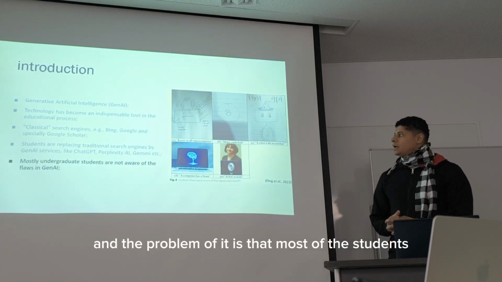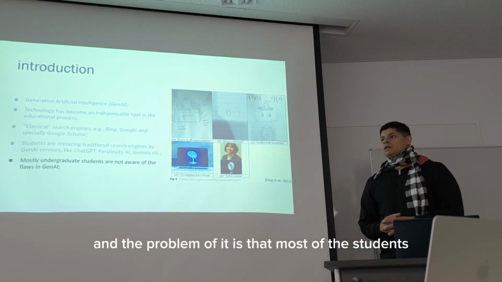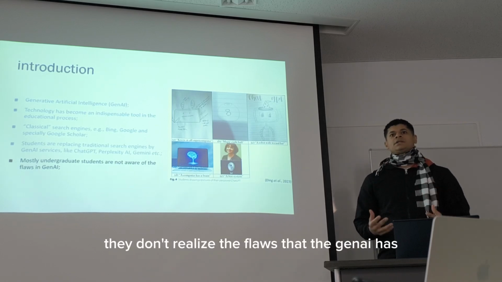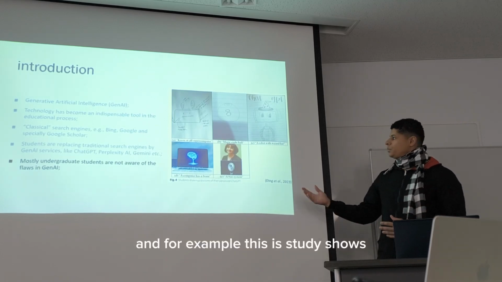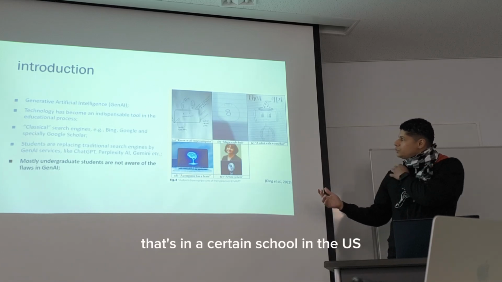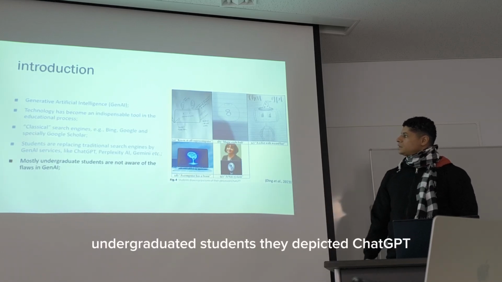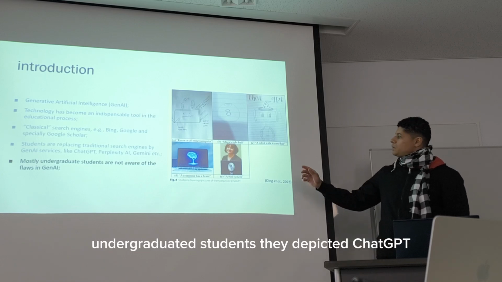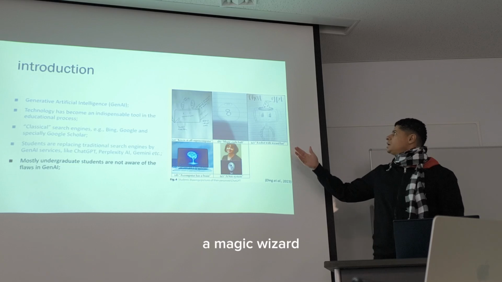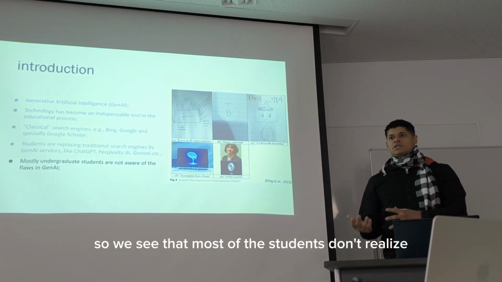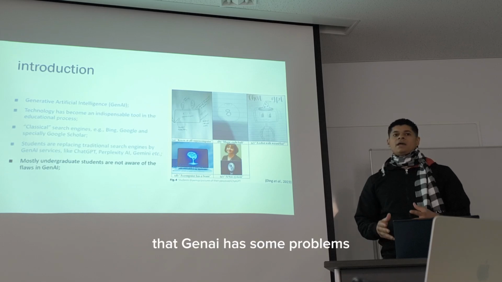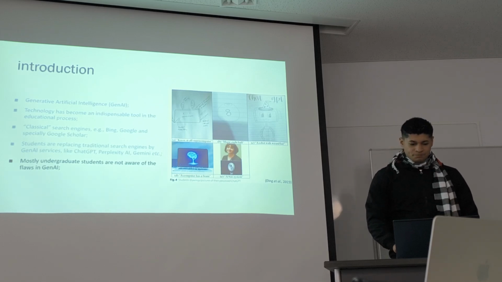The problem is that most students don't realize the flaws that GenAI has. For example, this study shows that in a certain school in the US, undergraduate students depicted ChatGPT as a computer that has a brain, a magic wizard. So we see that most students don't realize that GenAI has some problems.